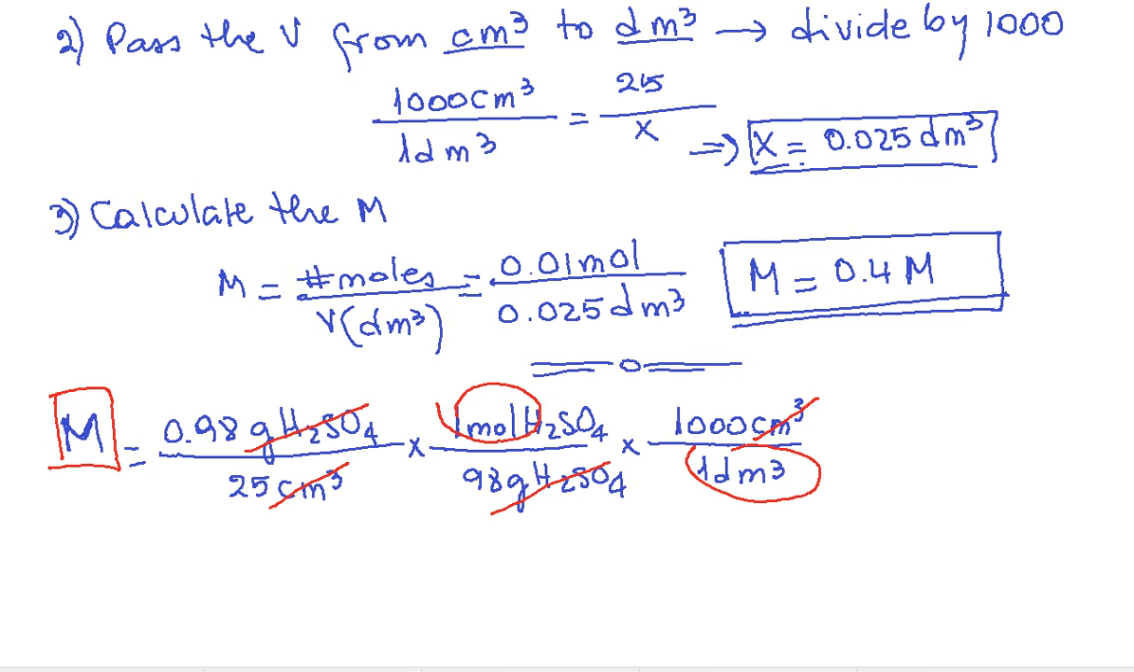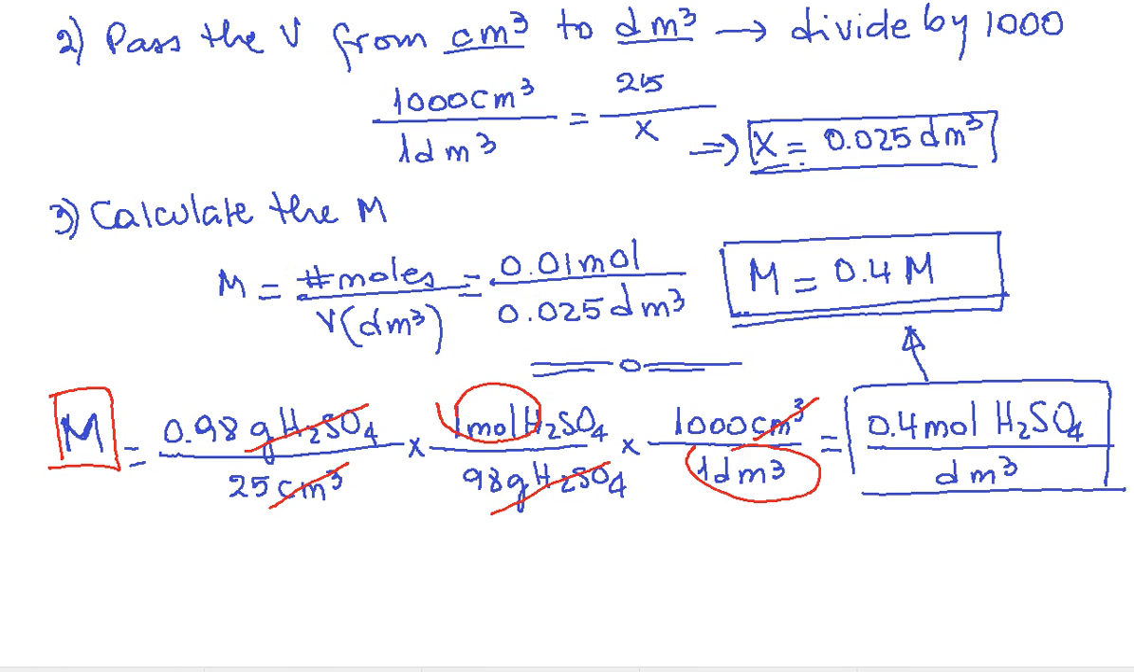So if you do your calculations, those are going to give you exactly the same value, 0.4 moles of hydrochloric acid, I'm sorry, sulfuric acid per decimeter cube, which is the same as 0.4 molar, which is the answer that we got before. This is a much simpler way to do it, but in the case that you have very clear what you have to do.